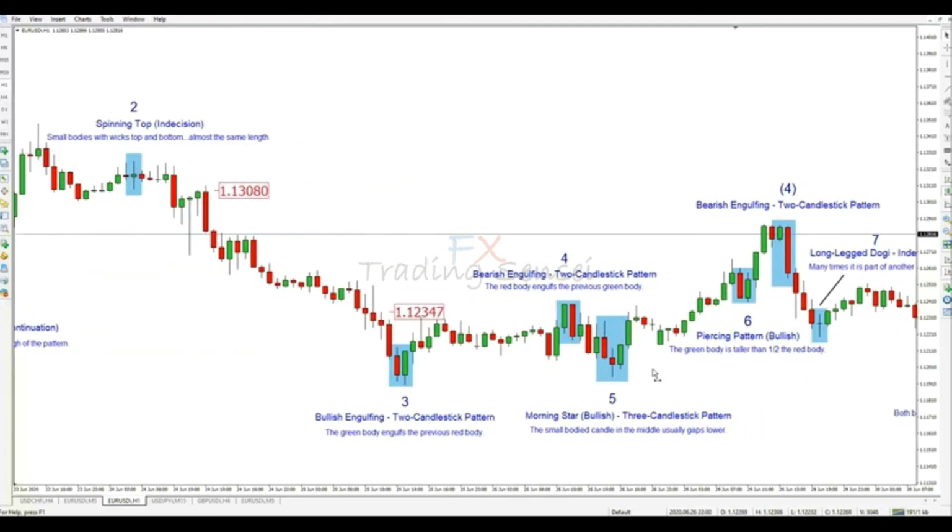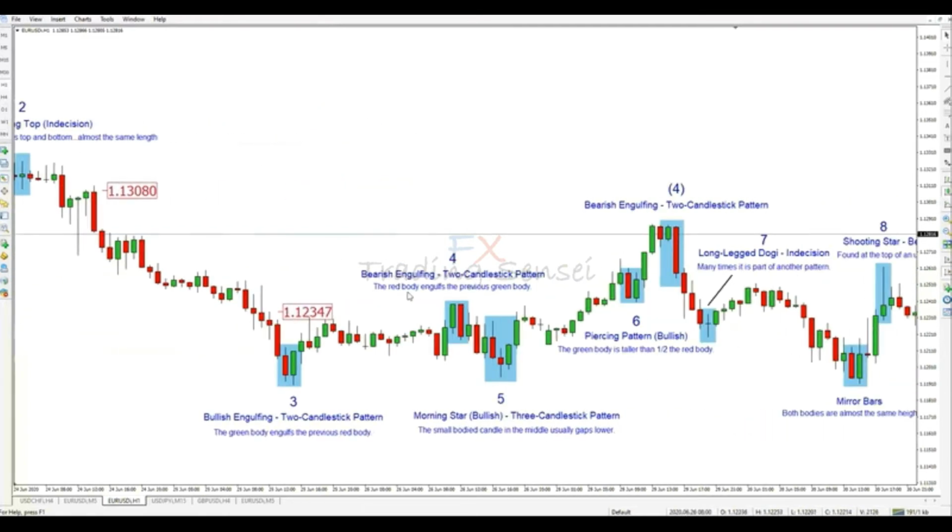Let us go now to pattern 4, which is a bearish engulfing pattern. It's a 2 candlestick pattern, and notice the red body, the second one, has engulfed the first one. When you see this formation, usually at a resistance level, you should expect price to go down from there, and it did. So this is the bearish engulfing, the opposite of the previous one.